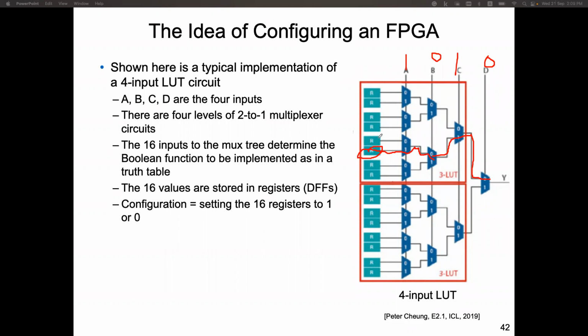So this is a 4-input lookup table. Then there are 16 values stored in the registers. Configuration of the FPGA means that we set the values of these registers to either 0 or 1. That's the configuration of an FPGA. It's the fundamental concept of FPGA programming or configuration. Simple, but this is important for you to understand the working of an FPGA.